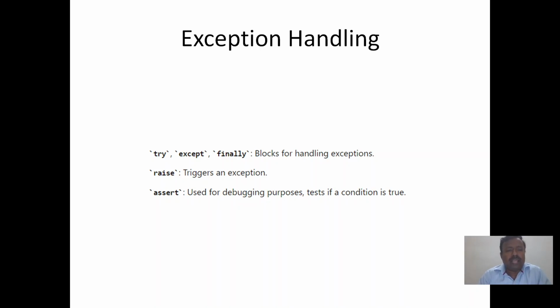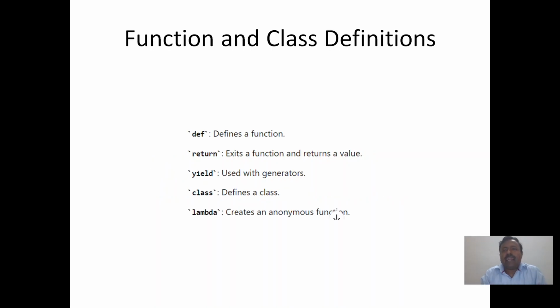Now coming to the next category of keywords, which is exception handling. Under exception handling we have the keywords try, except, finally, raise, assert. Now if you see, try, except, finally are used to handle the exceptions, whereas raise is used to trigger the exception. Assert is a keyword used in the debugging process.